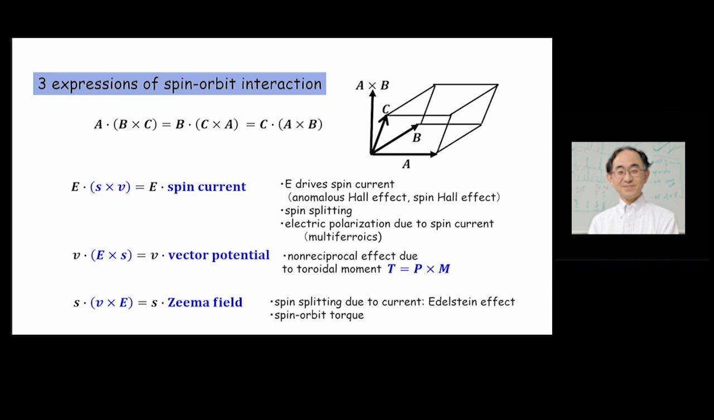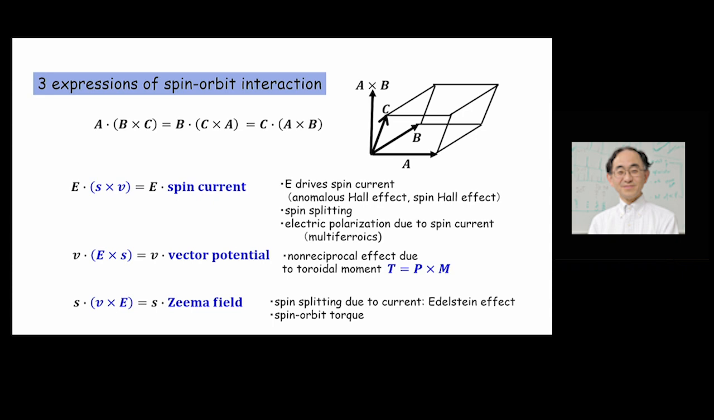For example, in this case, E is coupled to the spin current. This means your spin current can produce polarization, right? So the spin degrees of freedom can produce a polarization in the presence of spin-orbit interaction. Or your E cross S corresponds to the vector potential, which is acting on the velocity. And this E cross S, or P cross M, corresponds to the so-called toroidal moment defined for magnetic systems.